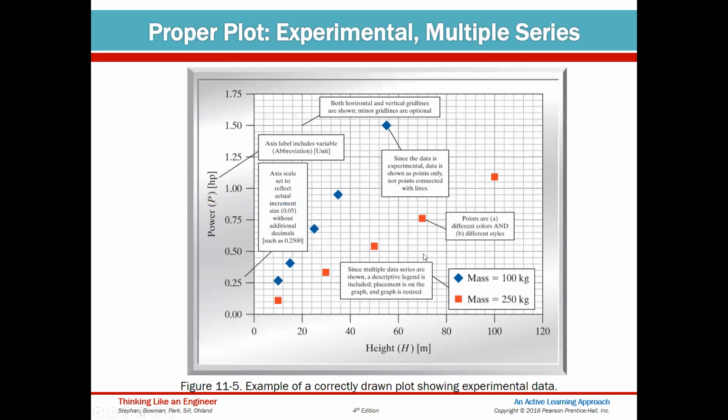We've got both major and minor grid lines. And we've got grid increments that do not contain additional decimals that are not necessary. So here, instead of saying 0.2500, we reduce this down to 2 decimal places, 0.25, as we don't want any further zeros taking up space on our plots. You're going to notice here we've got our figure caption at the very bottom, Figure 11-5, example of a correctly drawn plot showing experimental data.